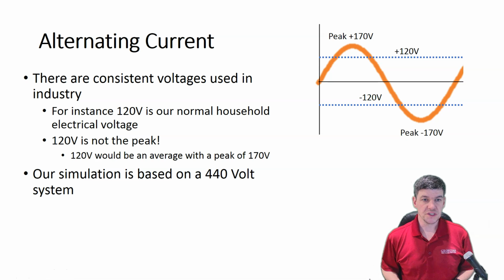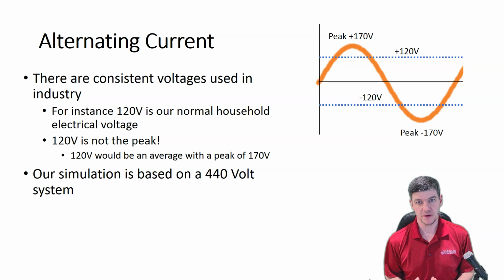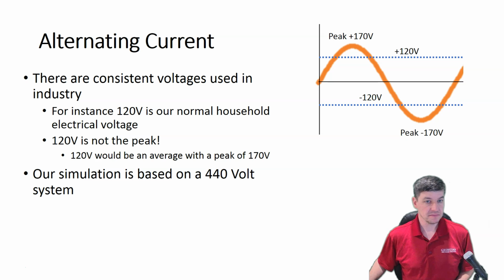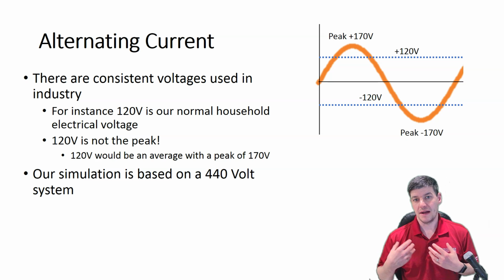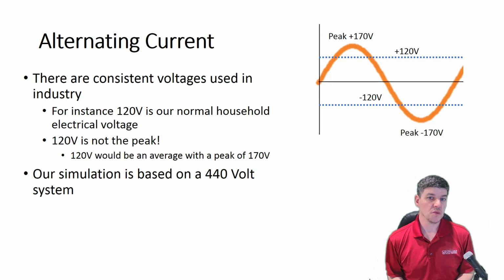If we look at the voltages, we have voltage that's used consistently in different areas of the industry. So one of the most common ones that we might see is 120 volts. That would be our normal household electrical voltage. You'll cover this in electrical, but 120 isn't really the peak. It's an average voltage of the pushes or an average voltage of the pull, and your peak would be 170. However, we would call that a 120 volt system.